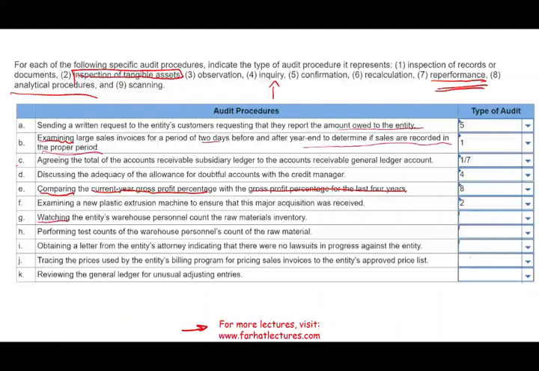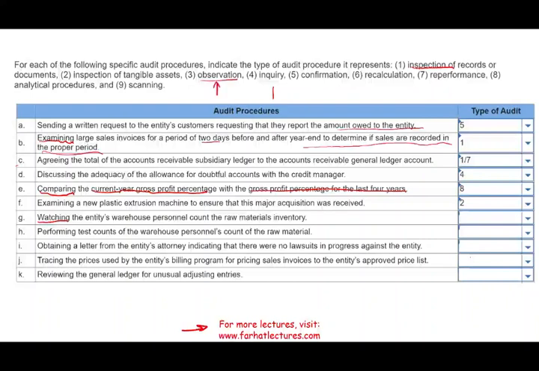G, watching the entity's warehouse personnel count the raw material inventory. All you are doing is standing there and watching. Now, you are better off if they don't see you. I did this several times in the real world. So when you are watching, what are you doing? Are you inspecting? No, not really. You're not inspecting anything. Are you observing? Yes, that's exactly what watching is.